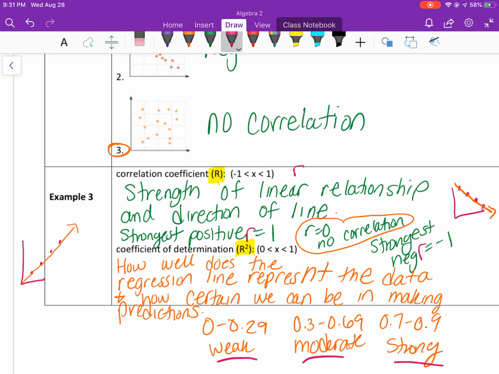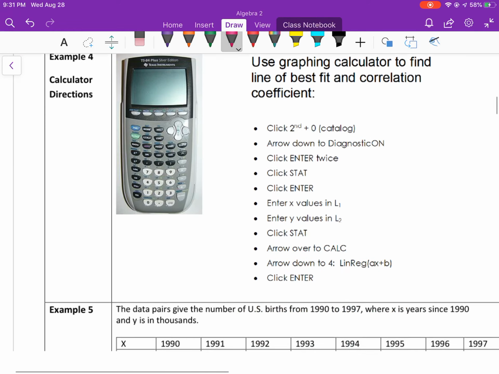And then these values between weak, moderate, and strong are some of the values that have been given. So 0 to 0.29 is a weak relationship. 0.3 to 0.69 is moderate. 0.7 to 0.9 is a strong relationship there.